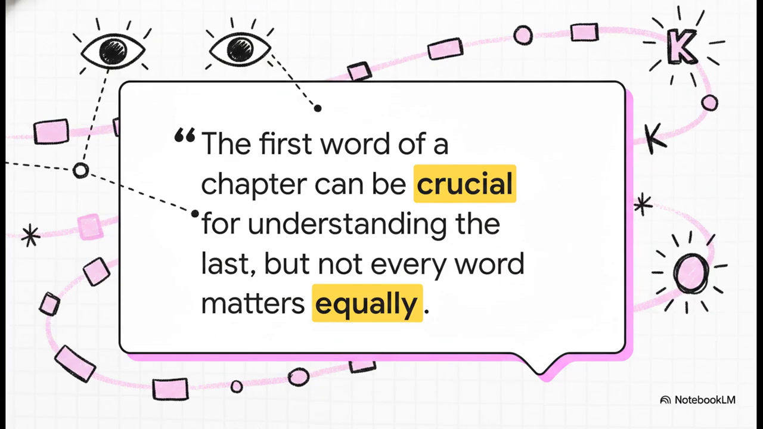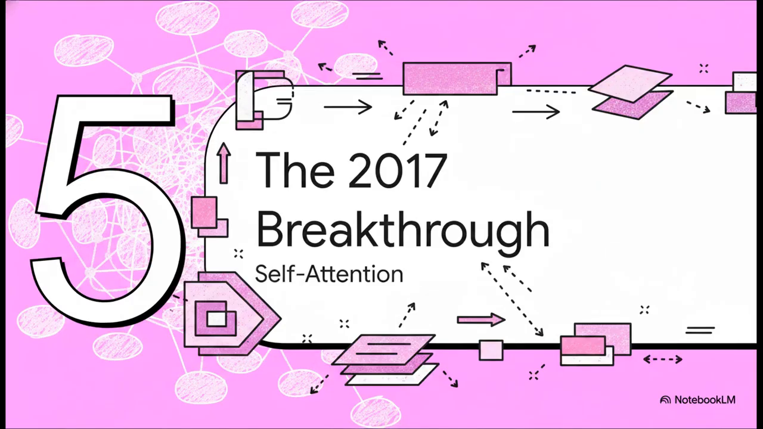The older AI models, they kind of read one word at a time. By the time they got to the end of a sentence, they'd already forgotten what was at the beginning. They just couldn't hold on to the context. And then, in 2017, everything changed.